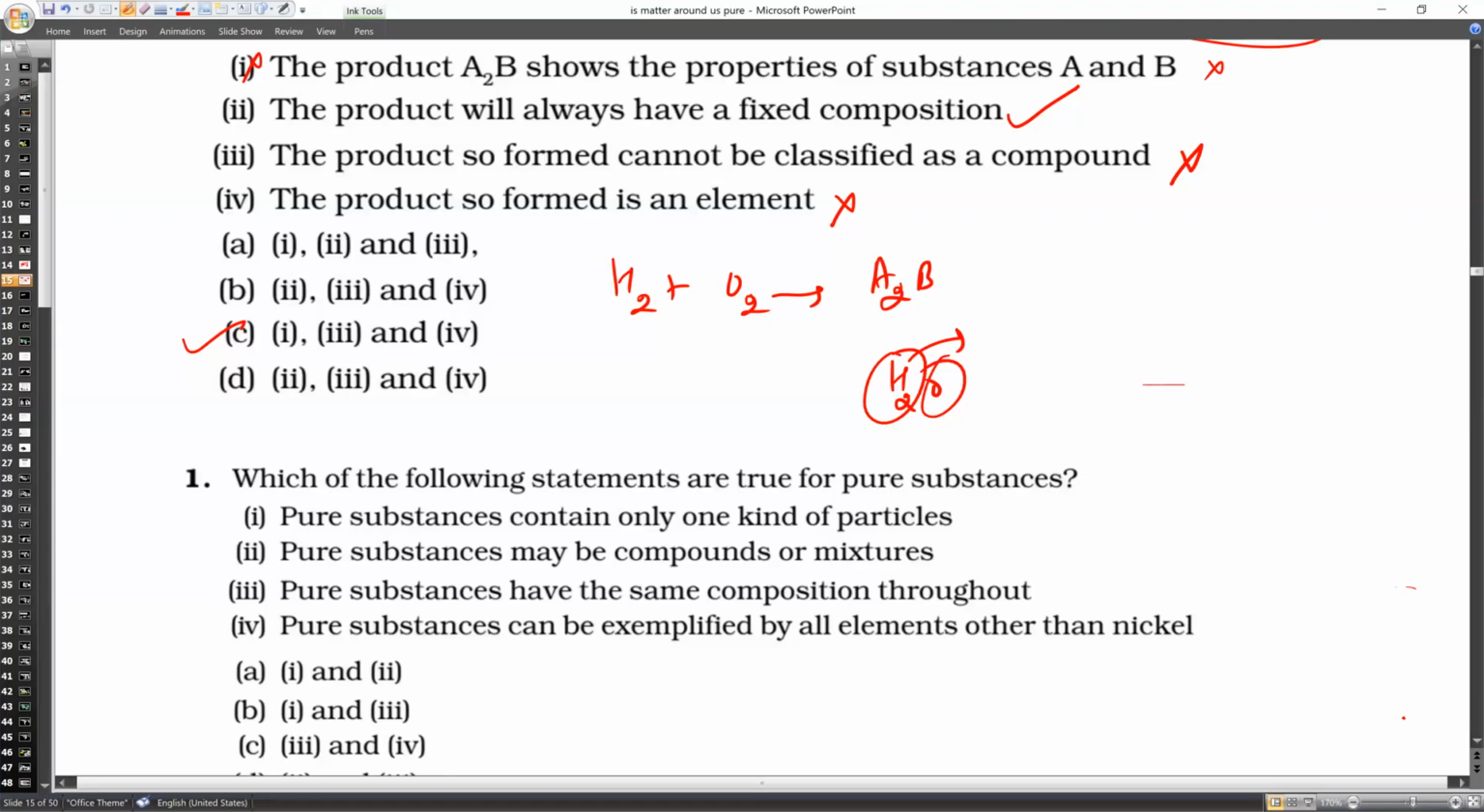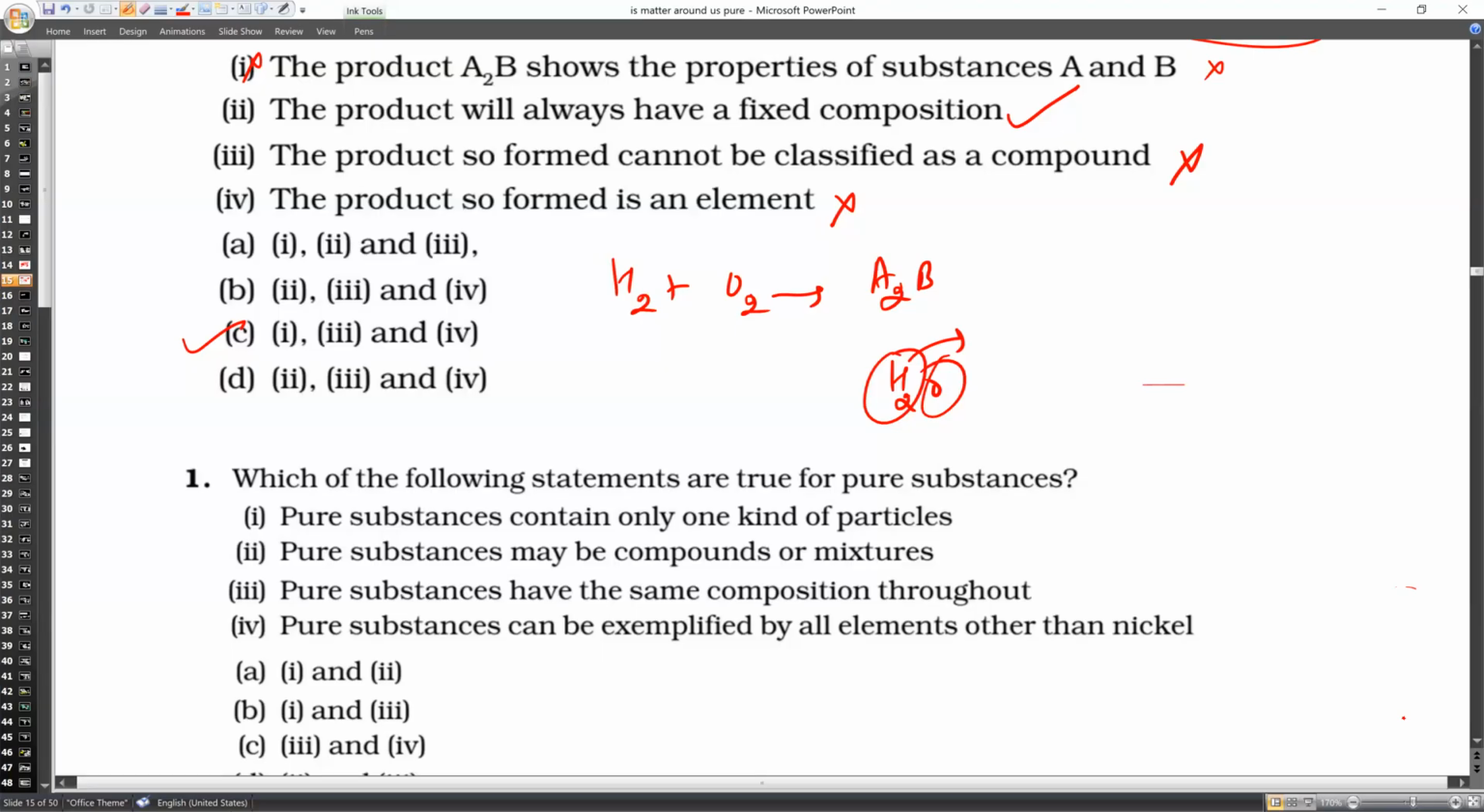Sir, is it B? B. What is it saying? Pure substance cannot contain... B for ball. Pure substances are substances that have only one kind of particles. So a pure substance contains only one kind of particles.